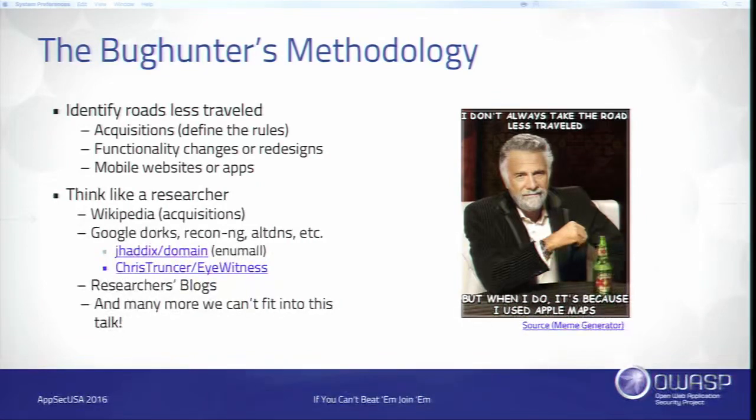Some specific tools: I like Wikipedia for acquisitions. They actually have lots of concise lists of every acquisition by some of the larger companies, with a lot of interesting details, exact dates, individual people involved, and these can be very helpful.